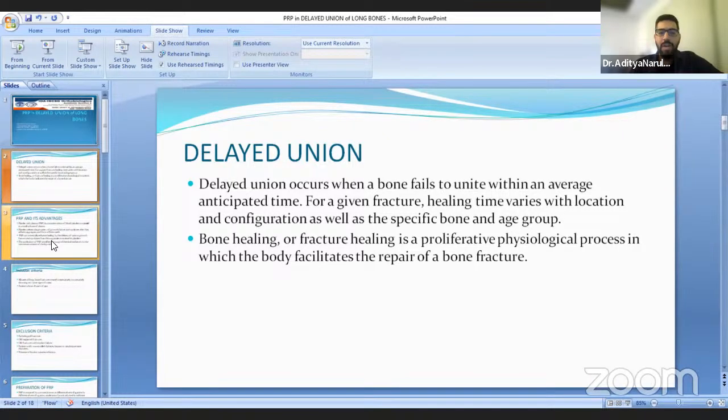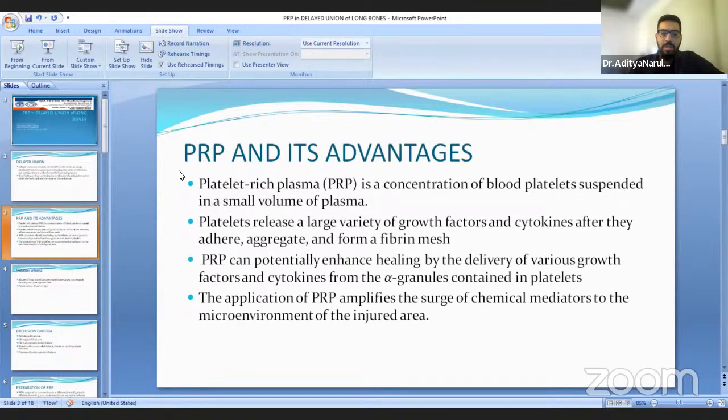So now, coming to PRP and its advantages. Platelet-rich plasma is a concentration of blood platelets suspended in a small volume of plasma, which has already been discussed by my colleague, Dr. Malikesh, just in the previous slide. PRP helps to enhance healing by delivery of various growth factors and cytokines in the form of alpha granules contained in the platelets. And the PRP amplifies the surge of chemical mediators to the microenvironment of the injured area.